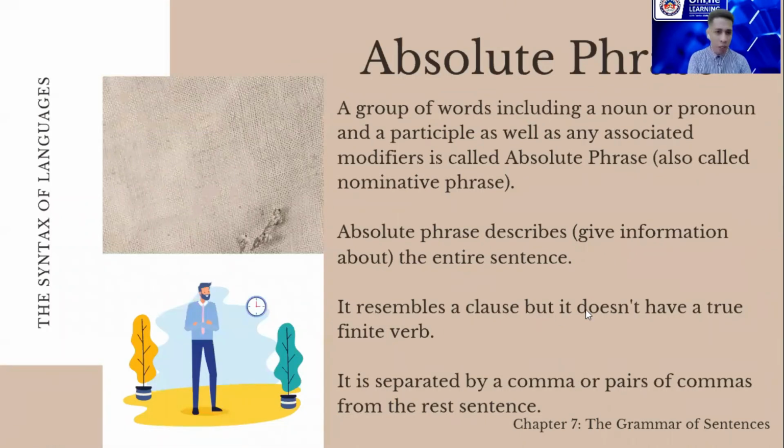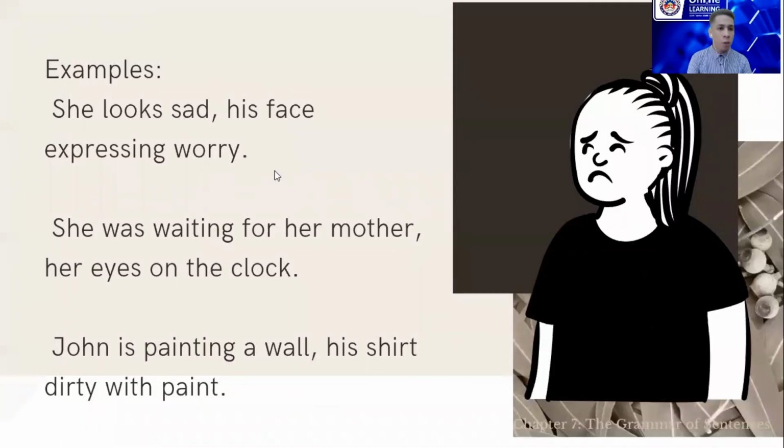You say absolute phrase, you say absolute total. So these are a group of words including a noun or pronoun and a participle as well as any associated modifiers, is called absolute. Take a look at the given example. She looks sad, his face expressing worry. When you say absolute phrase, you will just add another information about what happened on the action in the verb. So, looks at his face expressing worry.